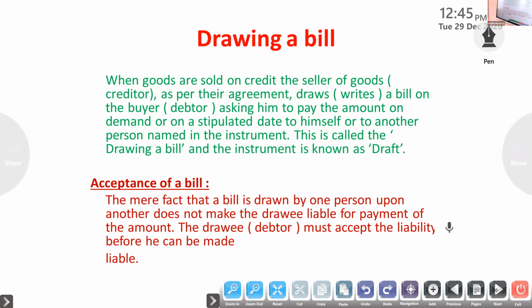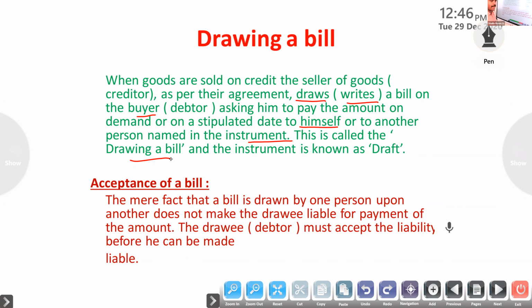Drawing a bill. What do you mean by drawing a bill? When a seller sold goods to the buyer, then the seller writes a bill to the buyer asking him to pay the amount on demand or on a stipulated date to the seller or to another person named in the instrument. This is called drawing a bill.